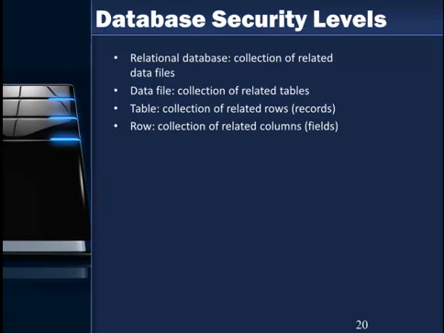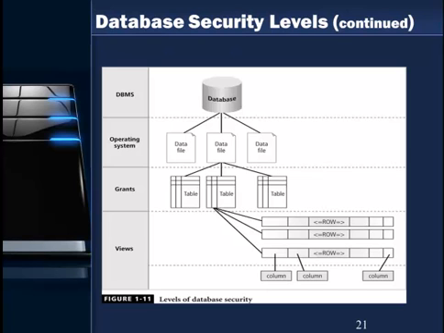A data file is a collection of relatable tables, kind of a hierarchy that we're rolling through here. A table is a collection of related rows, and rows are a collection of related fields. And each one of these has different levels of security that we might choose to implement.